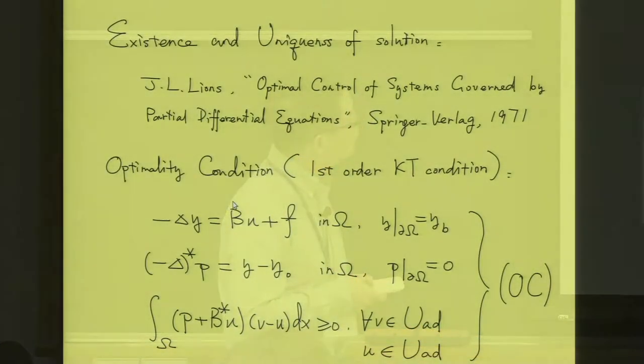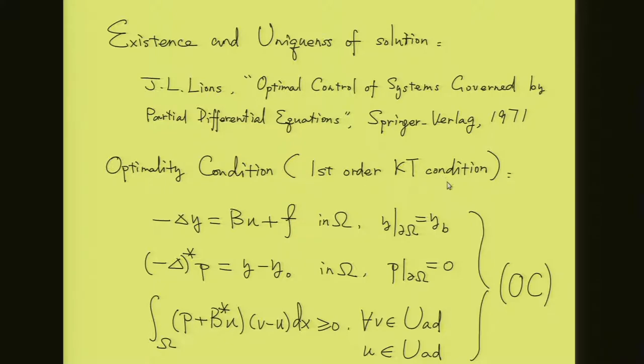Exactly as an optimization problem, it has the so-called optimality condition. Here the optimality condition means the first order KKT condition for optimization problems. For the optimal control problem, the optimality condition here is, first, this constraint equation for u. In this equation, if we give this u, then we can have this y. And then the other thing is the so-called costate equation.